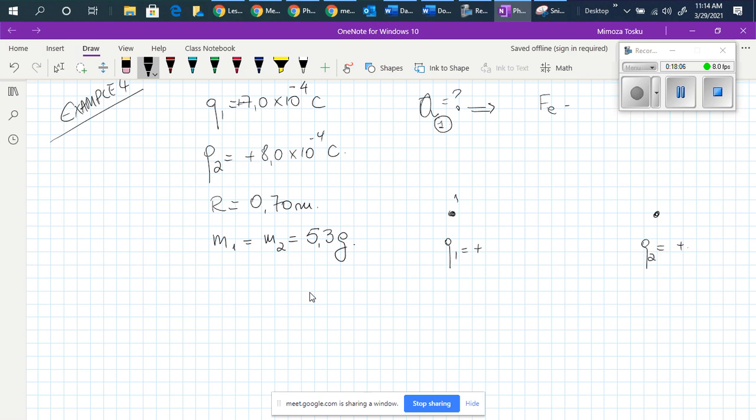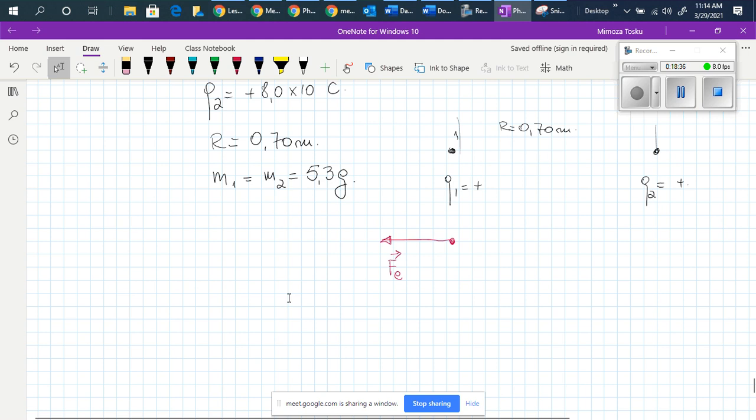If we draw the free body diagram of object 1, we can draw object 2 as well, but object 1 will be fine. This will be a repulsion, the electrostatic force, because they are the same charges, and they are apart from each other at 0.17 meters. So let's find the magnitude of this electrostatic force. The electrostatic force will be k Q1 Q2 over r squared.